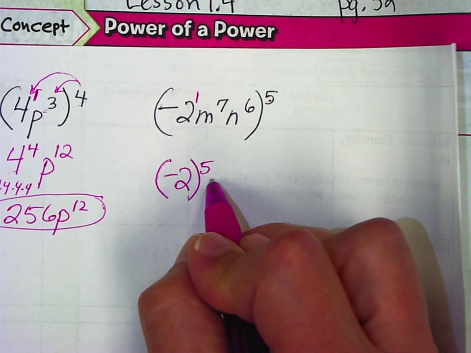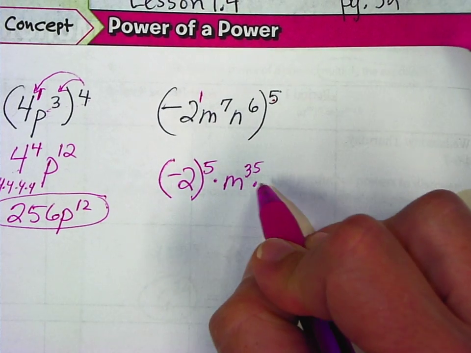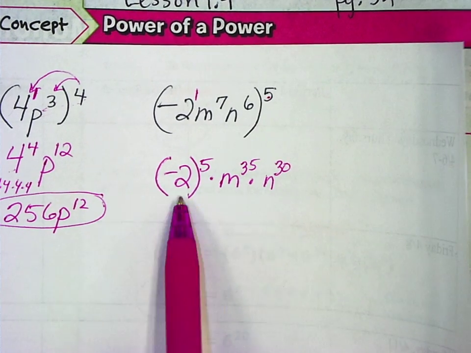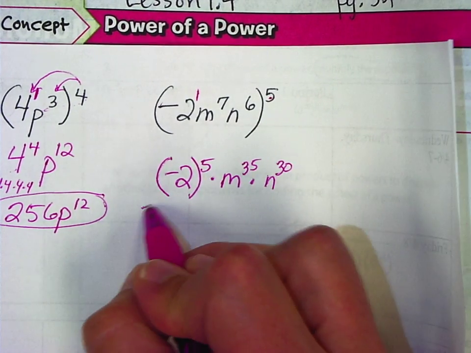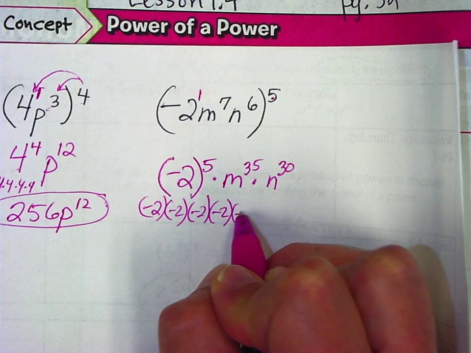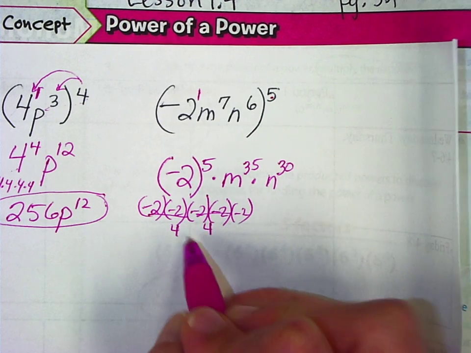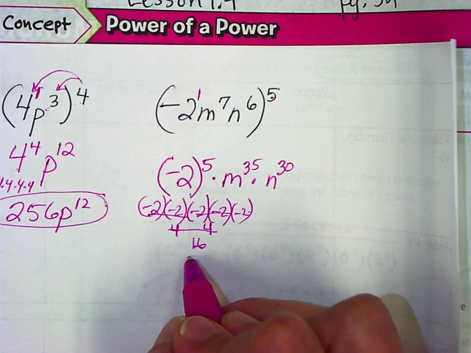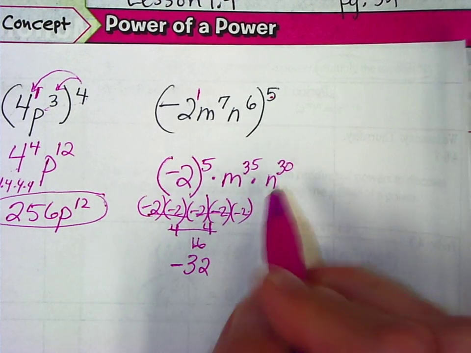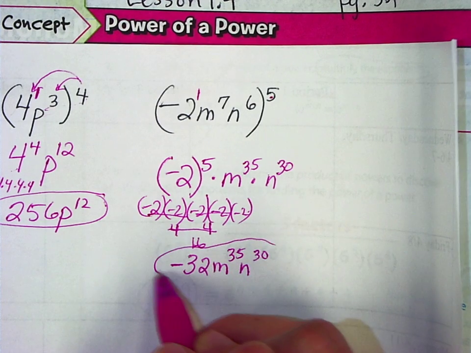Okay, we're going to bring the m down. And 5 times 7 is 35, so m to the 35th. And I'm going to bring the n down. 5 times 6 is 30. And now I just need to simplify this negative 2 to the 5th power. So that means I will write negative 2 5 times. So let's make some groups. 2 times 2 is 4, 2 times 2 is 4, 4 times 4 is 16, 16 times 4 is 32, and there is an odd number of negatives, so my answer there is negative, and then I just bring the m to the 35th and n to the 30th down, and this would be my final answer.